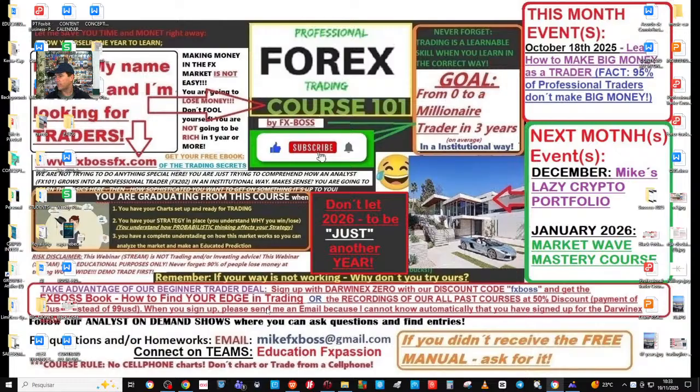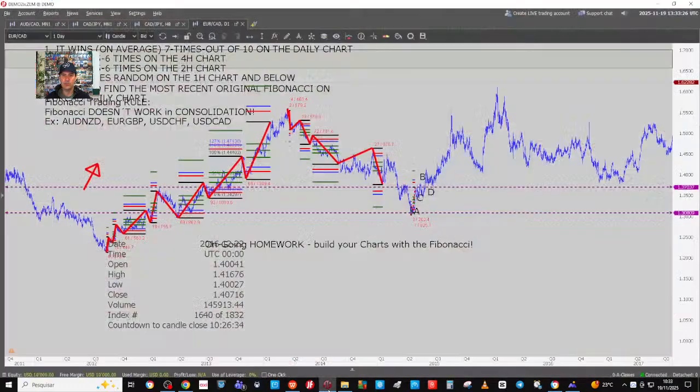Okay, so today we have how to adjust the original Fibonacci in an uptrend. Hoje vamos continuando. So we're going to continue with the EuroCAD, right, everybody?